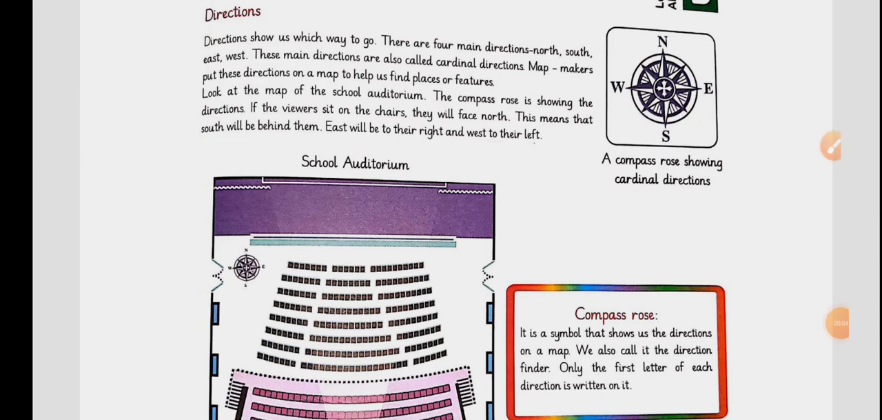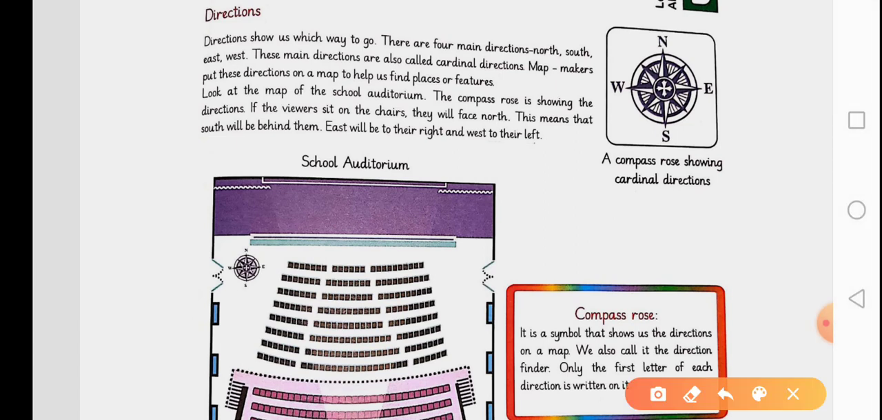Students, today is Tuesday. If you remember, yesterday we started our chapter Key Elements in a Map, and we learned about the title of the map, the symbols in the map, and the key at the end of the map. Today we are going to read about the directions. You know there are 4 directions: east, west, north, and south.